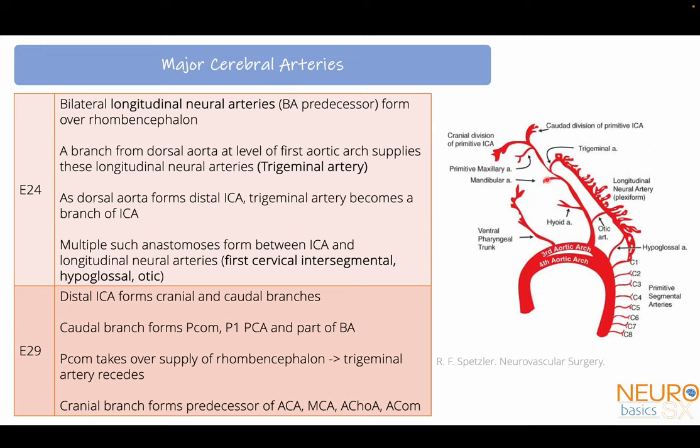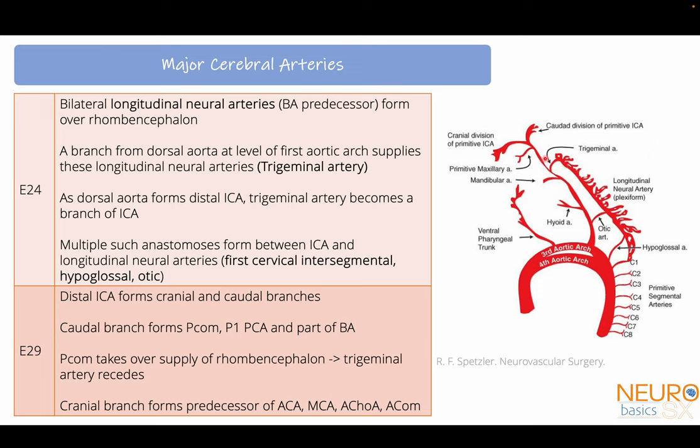This trigeminal artery first of all gets initial supply from the dorsal aorta, and as the dorsal aorta forms a distal ICA, the trigeminal artery becomes a branch of the ICA instead of a branch of the dorsal aorta. Multiple such anastomoses then exist between the ICA and this longitudinal neural artery, and these are like the trigeminal artery. You can also get the otic artery, the hypoglossal artery, and the first cervical intersegmental artery, which will connect the ICA and the primitive basilar artery. So as we can see, the basilar artery initially is getting all its supply from the ICA itself.